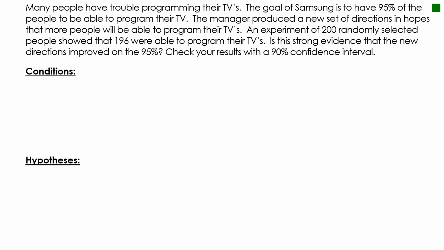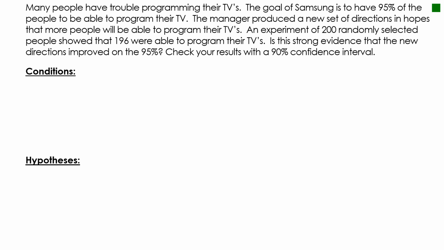Okay, let's look at another example. Here we're talking about people programming their televisions. The goal of Samsung is to have 95% of the people be able to program their TVs. The management produced a new set of directions in hopes that more people would be able to program their TVs. An experiment of 200 randomly selected people showed that 196 were able to program their televisions.